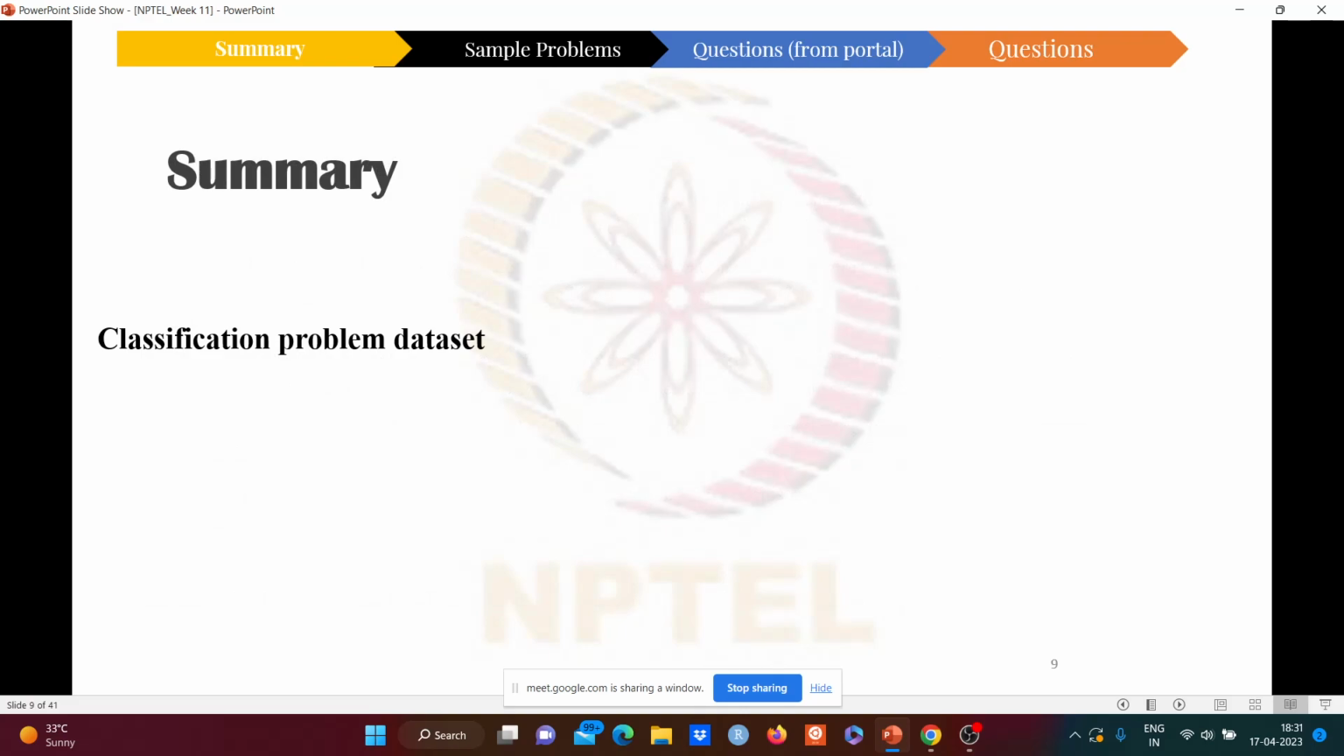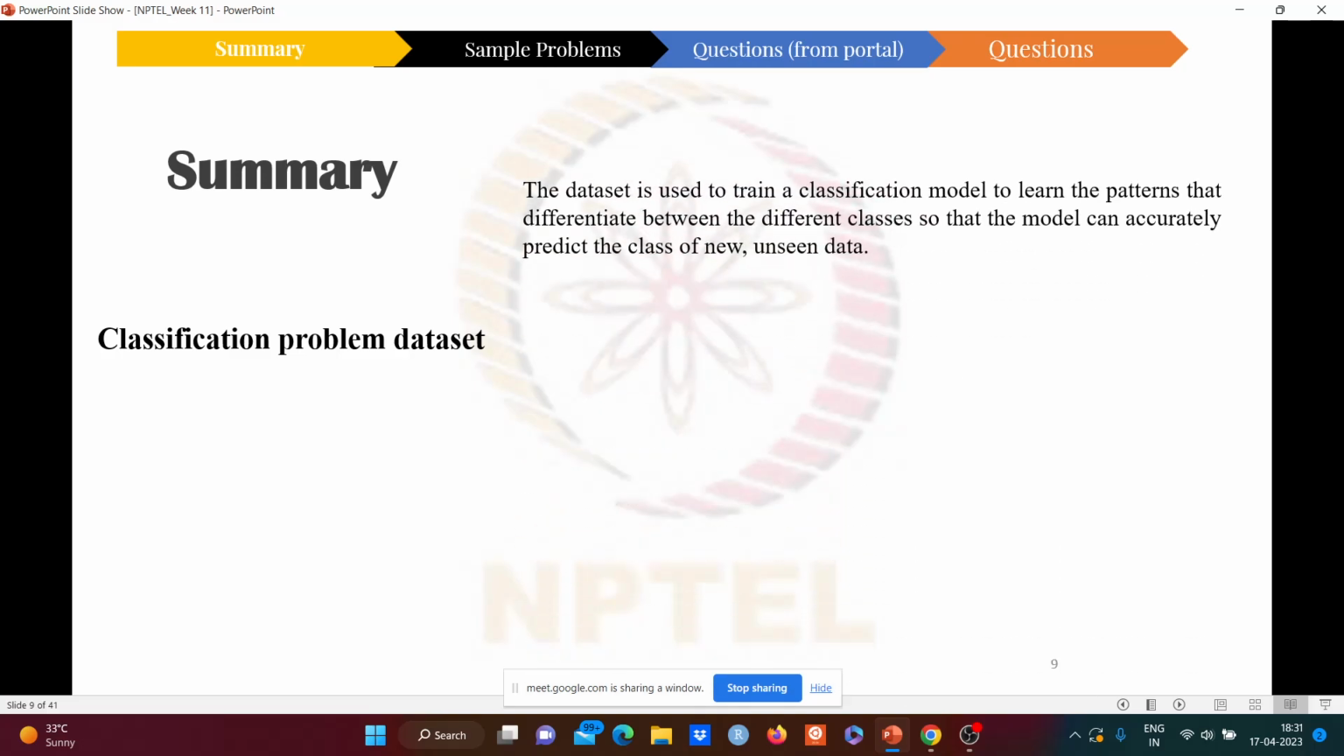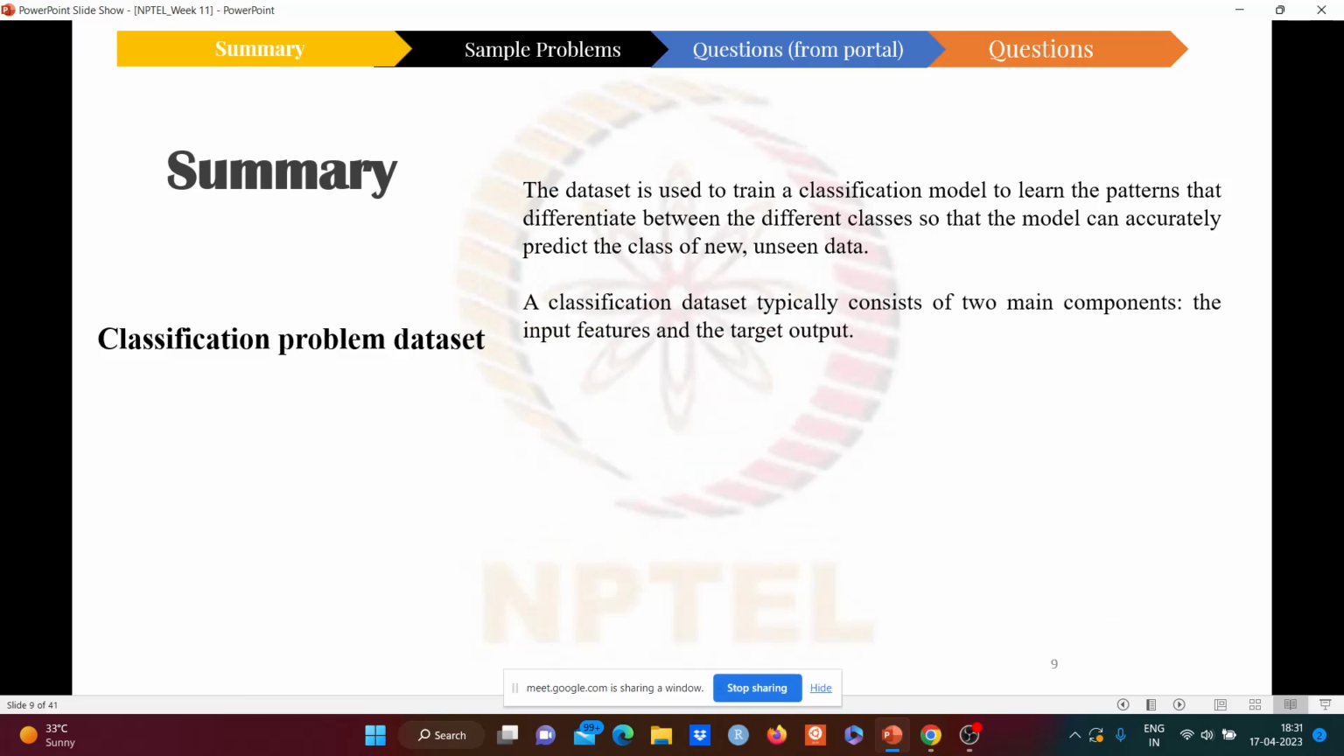Talking about the dataset. In machine learning, a classification problem dataset is a collection of data that is labeled with predefined classes or categories. The dataset is used to train a classification model to learn the patterns that differentiate between different classes so that the model can accurately predict the class of new data. A classification dataset typically consists of two main components, the input features and the target output. The input features are the characteristics or attributes of each data point, while the target output is the class or category label assigned to each data point.